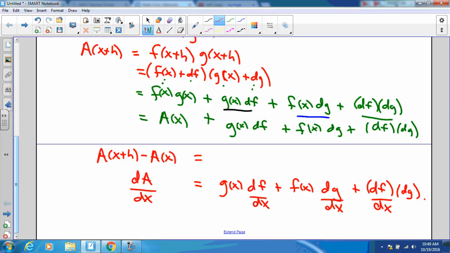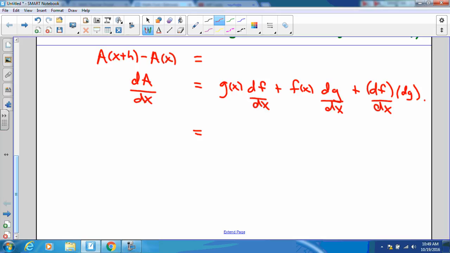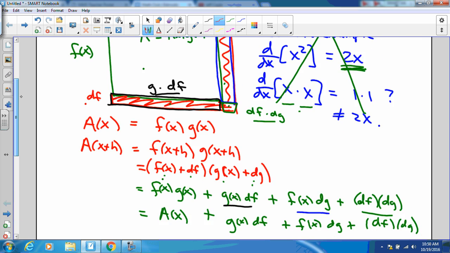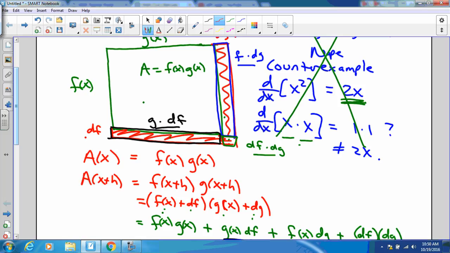And when he divides through by dx to get a rate of change, then in the first term he gets a perfectly respectable result, which is g times f prime. And in the second case, he gets a perfectly respectable result, which is f times g prime. And Leibniz argues that when I take a little tiny piece df and multiply it by a little tiny piece dg, the limit as dx goes to 0, this thing is going to vanish. So what you end up with is a negligible amount of change for that third rectangle.